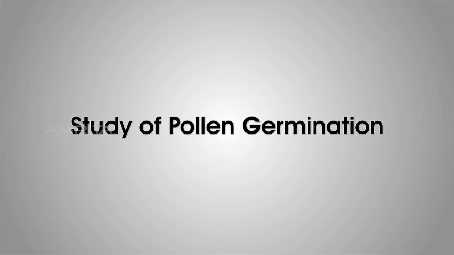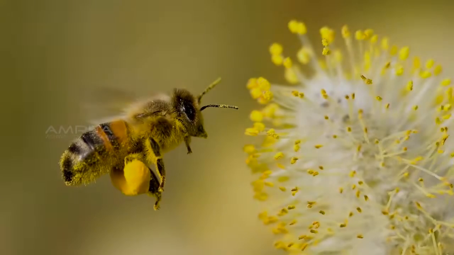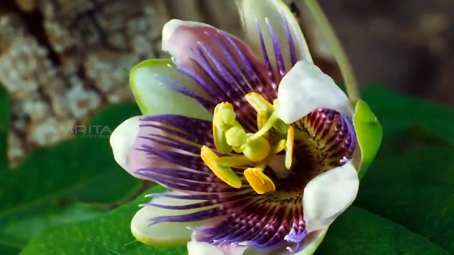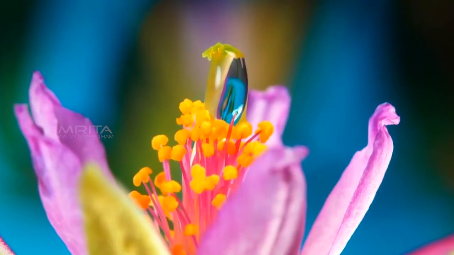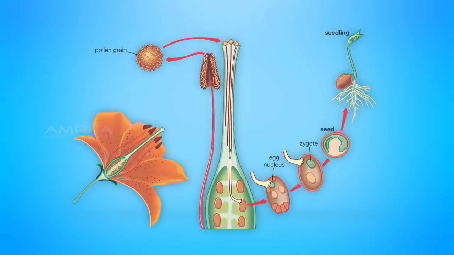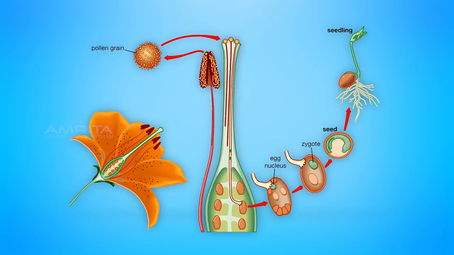Study of pollen germination. Pollination is a very important part of the life cycle of a flowering plant. It is through pollination that the plant reproduces.